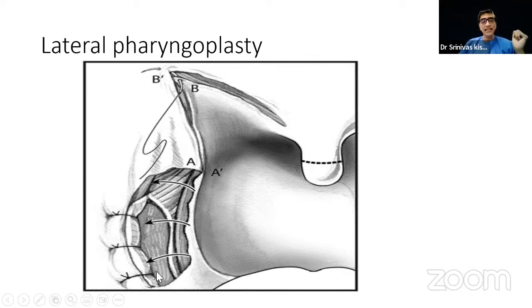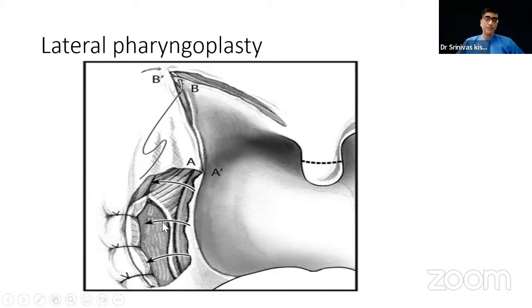Once you cut the obliquely running fibers of the superior constrictor, the anterior fibers of the superior constrictor should be sutured to the palatoglossus. And the cut part of the palatopharyngeus muscle has to be sutured in an anterolateral direction. And you get an anterolateral scar vector.